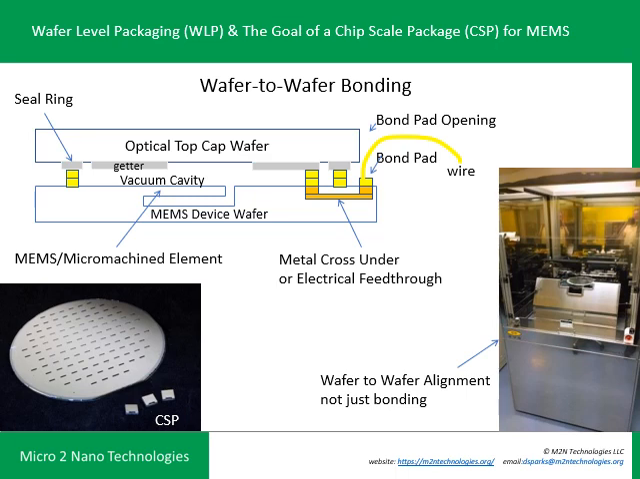So there are ways to get the electrical circuit out underneath the seal, because you have to have a seal ring to form a vacuum. You have thin film getters, which absorb unwanted gas molecules. And then, in our case, we'll have an optical top cap. We'll have a glass top cap as the top wafer.